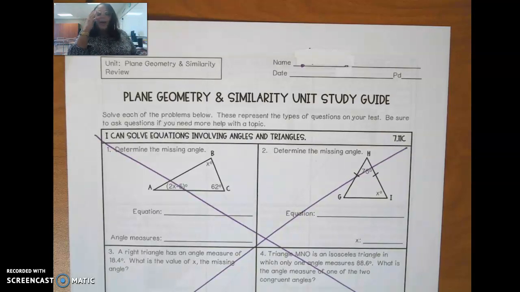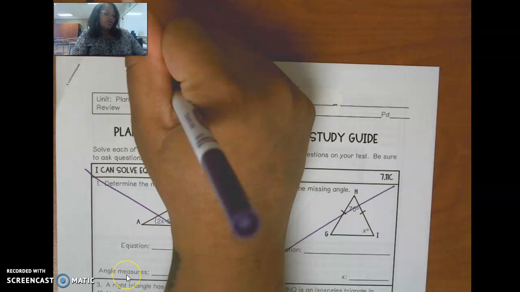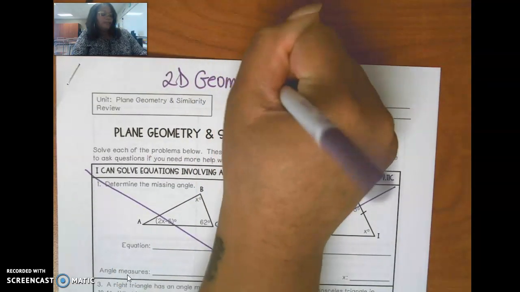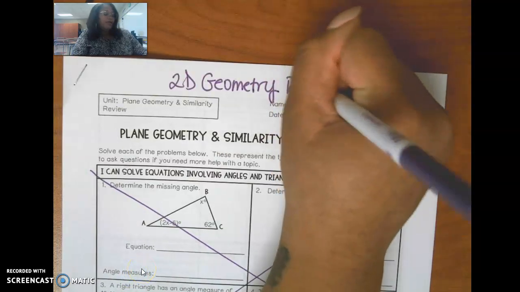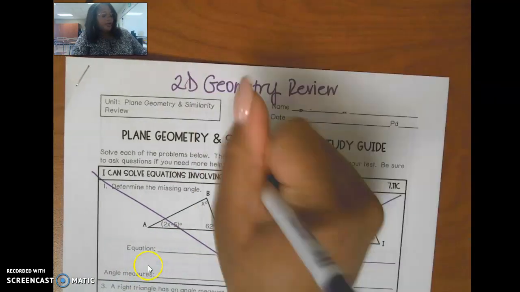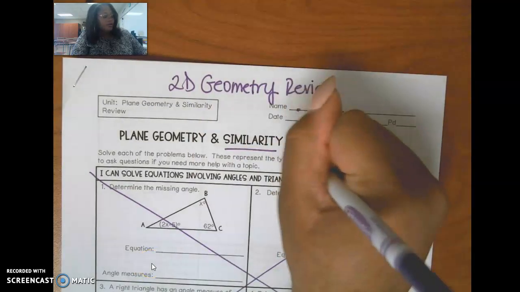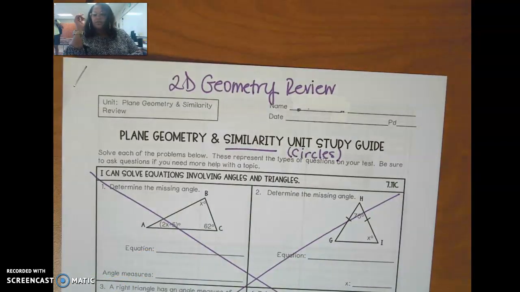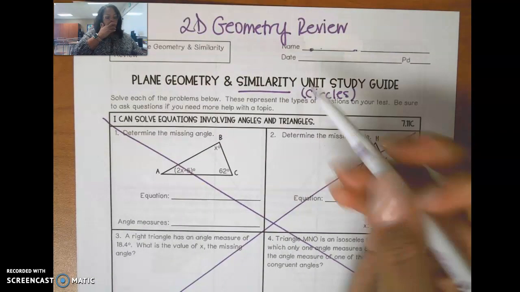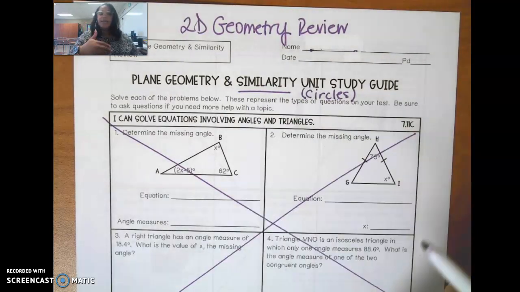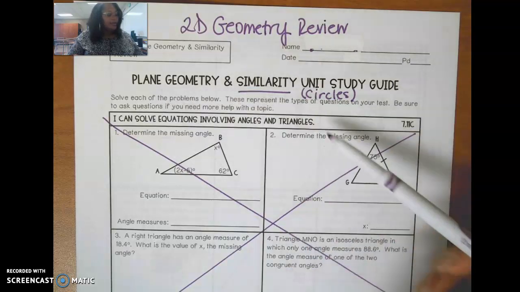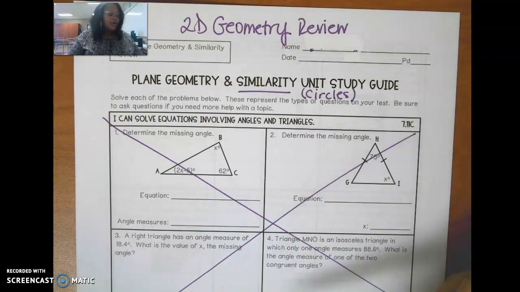Hey! I'm going over some two-dimensional geometry, and this is the review. We're talking about similar figures and circles. We're going over some questions to apply the formulas and the rules that we've learned. Solve each of the problems below. These represent the types of questions on your test. Be sure to ask questions if you need more help with a topic.